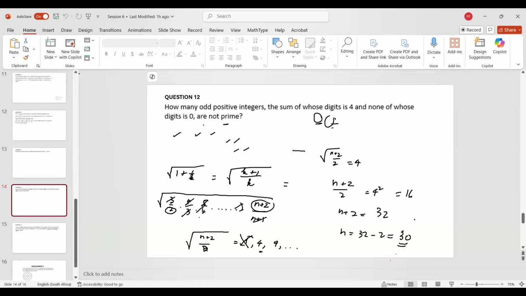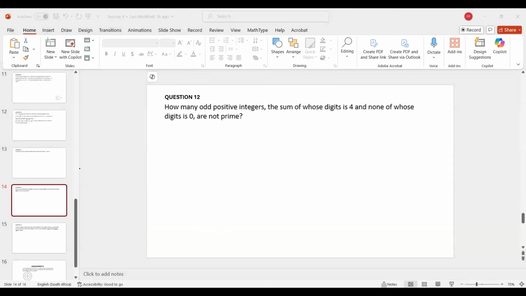Now, we go on into a new domain here. How many odd positive integers, the sum of whose digits is 4 and none of whose digits is 0, are prime? I'll read that again. How many odd positive integers? So you've got an integer which is odd. So that's a starting point. So it ends in an odd number.